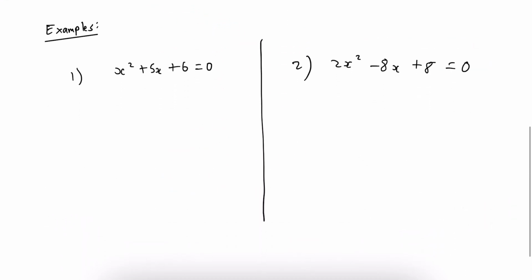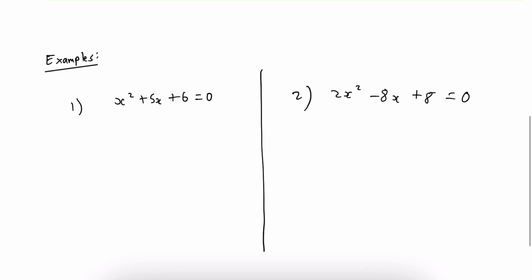So the first one here, I first want you to have a go at identifying which one is monic and which one's non-monic, or if they're both monic or both non-monic. So in this first example, we can see our coefficient of the x squared is a 1, because if there's nothing there, we assume there's a 1 there. So therefore this one is monic.